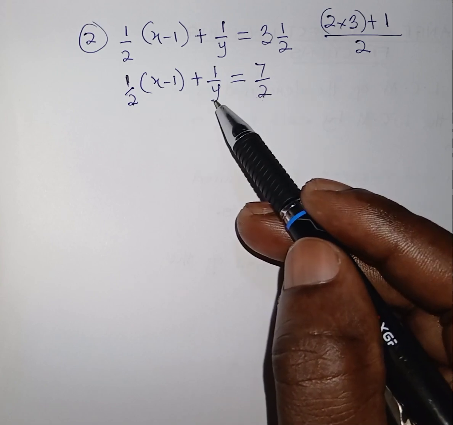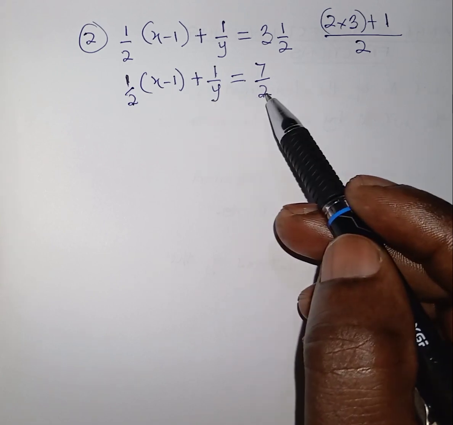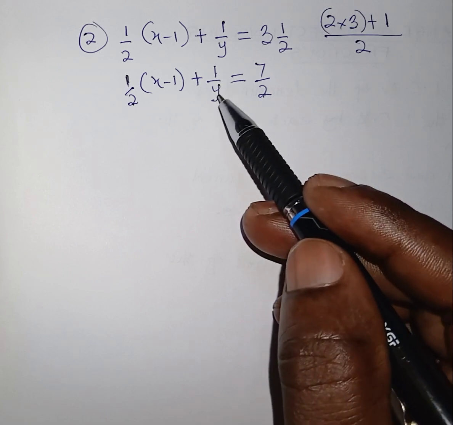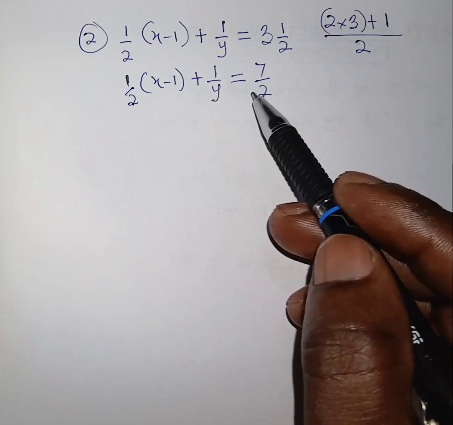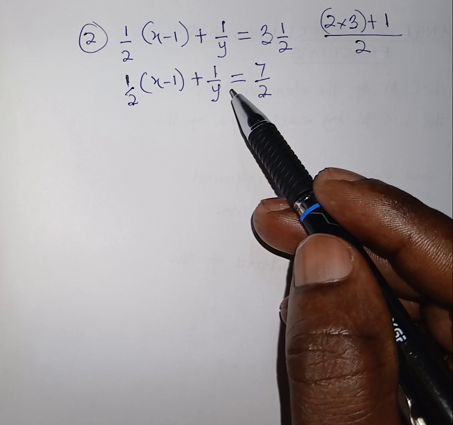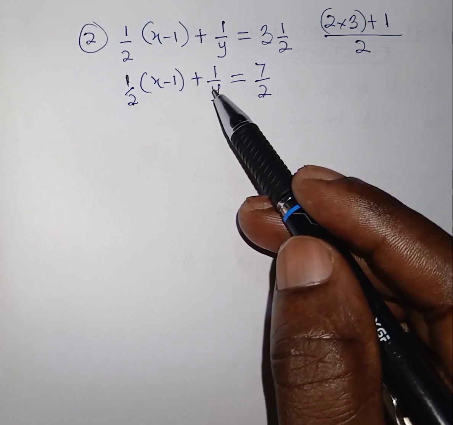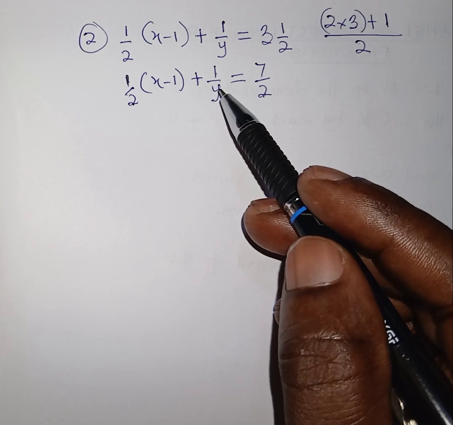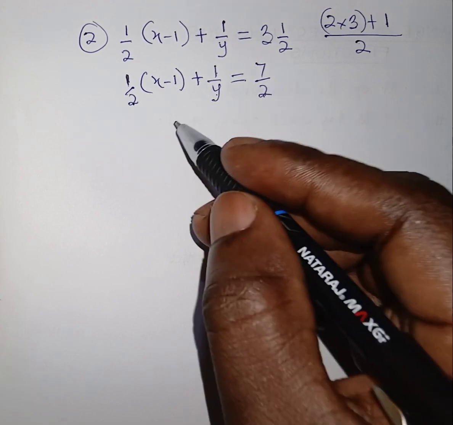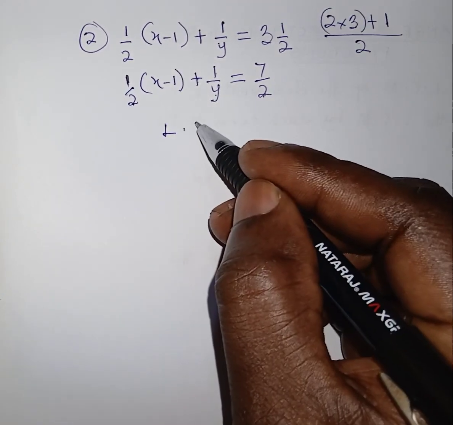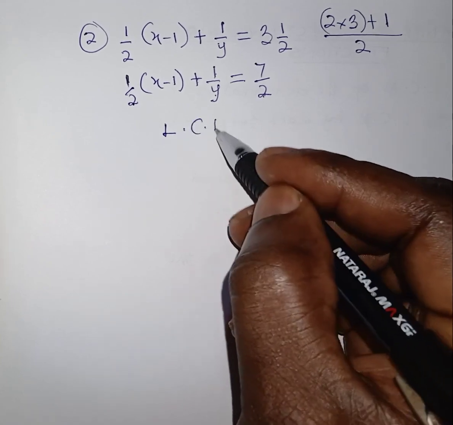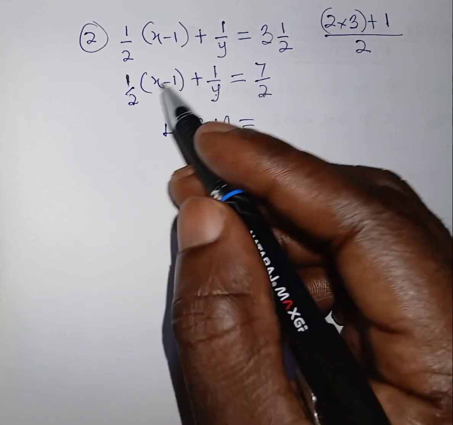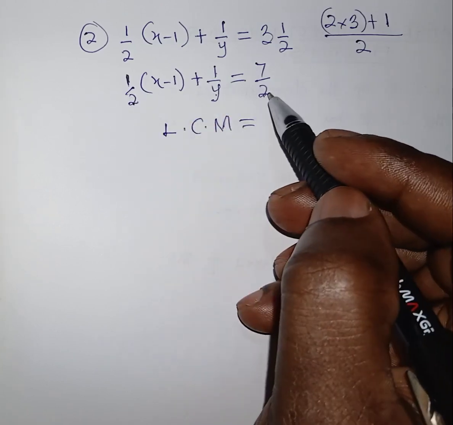But you realize that the y is different from the 2. And since they don't have common multiples, then what do you do? Remember what I said in the first example. Once you realize that they don't have common multiple, then you only need to multiply them to get your LCM. So in this case, our LCM becomes y times 2, because we have another 2 and they are common, they are the same.